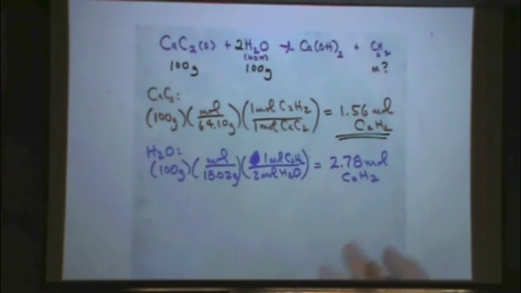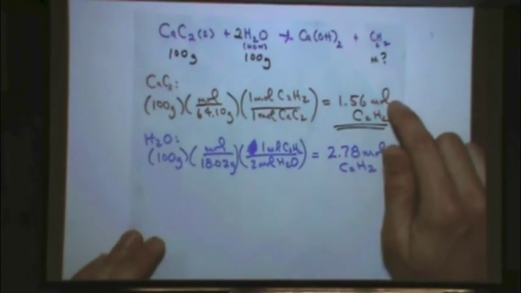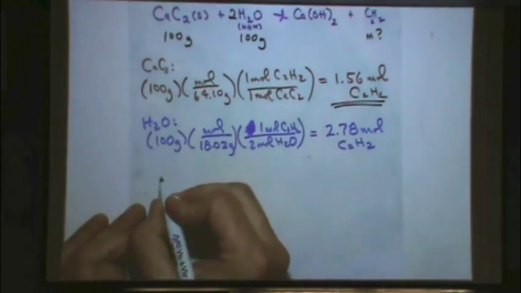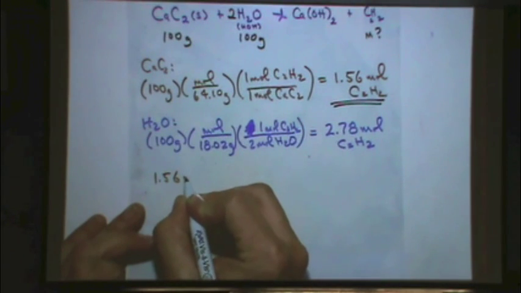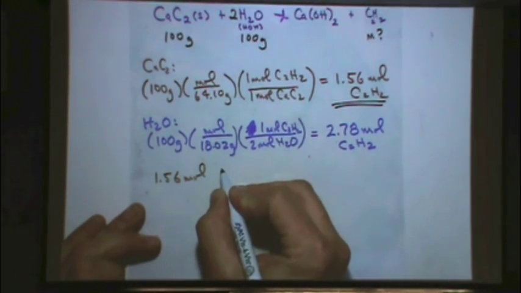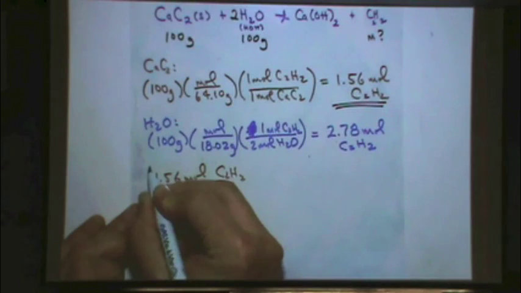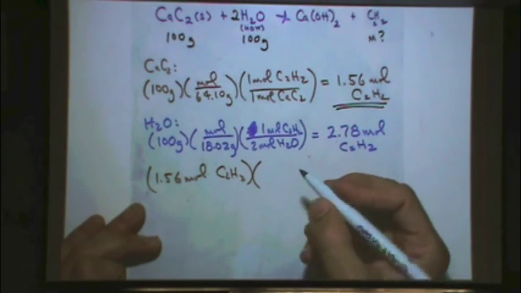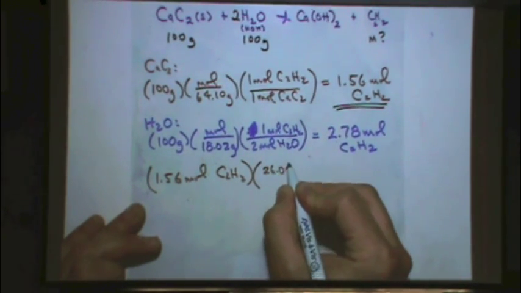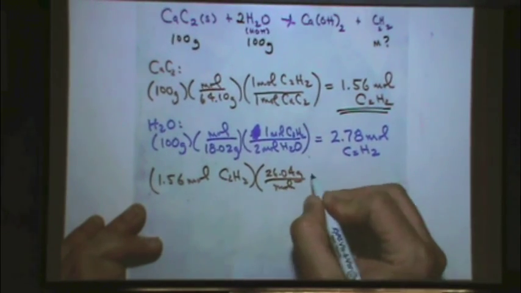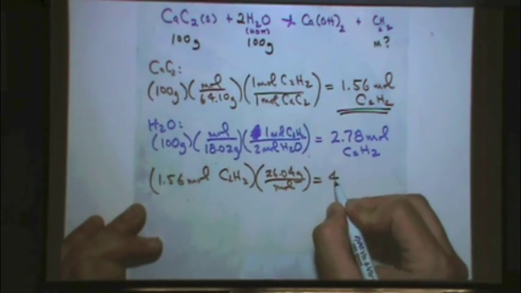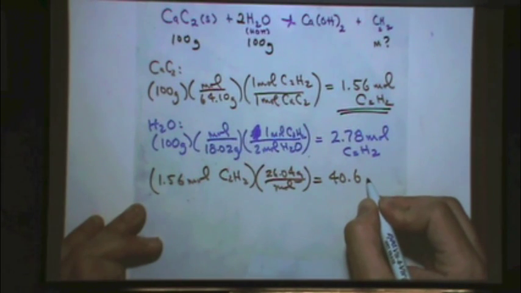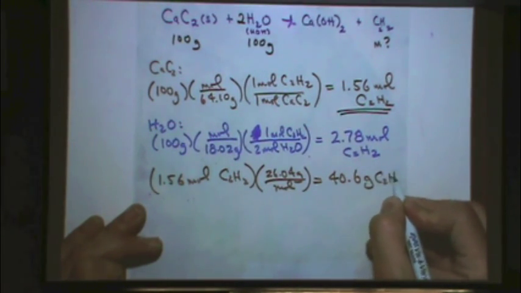Okay, now let's take our final step and change this to mass. All right, so I'm going to take the 1.56. Again, we'll figure out sig figs in a minute. C2H2, that's moles. Let's go to mass. And it's 26.04 grams per mole from the periodic table. And that turns out to be about 40.6 grams C2H2.